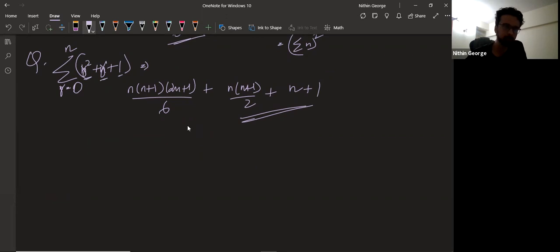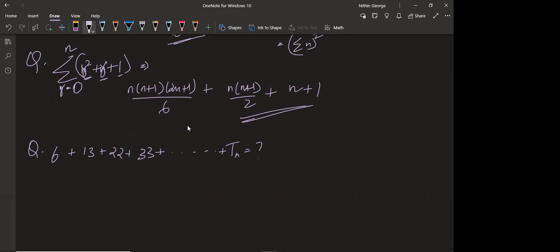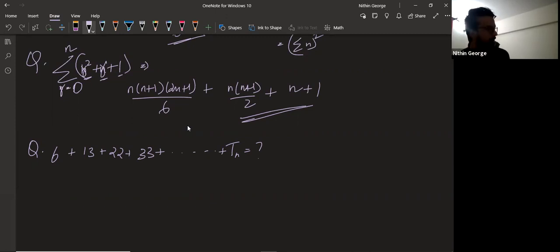Now, we'll use the method of difference. So, find the sum of this series up to n terms. Plus 33, all the way up till n terms. What is this sum going to be? Is this an AP? The common difference is in AP, correct? So, how do we solve this?